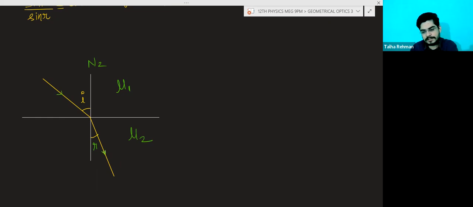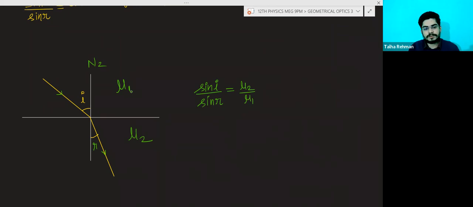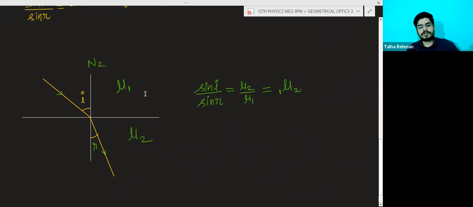Now, Snell's law: sine of angle of incidence divided by sine of angle of refraction is equal to mu 2 divided by mu 1. This value is also equal to mu 2 divided by mu 1, the refractive index of medium 2 divided by the refractive index of medium 1. So mu 2 divided by mu 1 can be written as the refractive index of medium 2 with respect to medium 1.